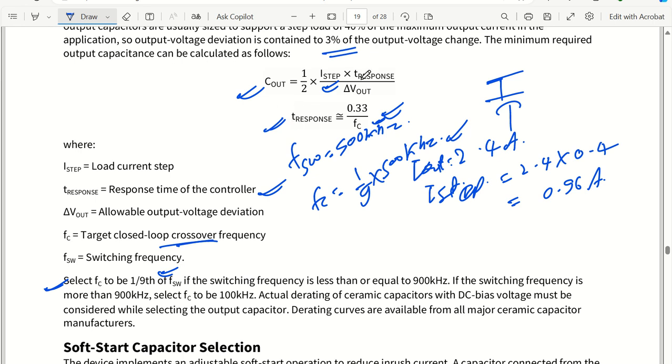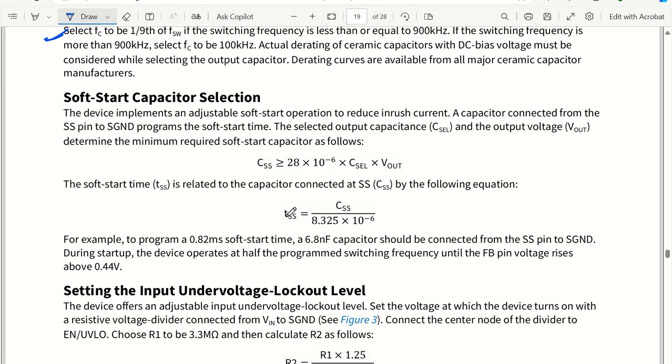So T response, delta V out we have I step, and then this is how you are going to utilize your C output. So C output also generally you can take up 22 microfarad or 47 microfarad. That's the main understanding.